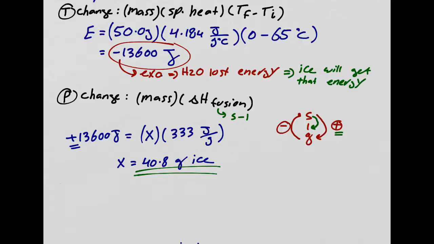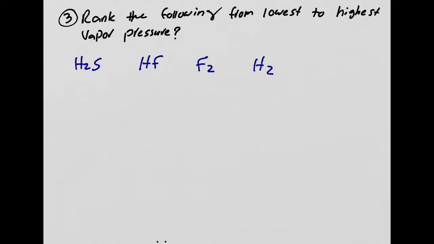All right, nice job. Ready for the next one? Let's keep going. Rank the following from the lowest to the highest vapor pressure. Here is my hint to you before you pause me so you can do this. Figure out the IMF first. And sometimes to figure out the IMF, you need the Lewis structure. All right, pause me and then do this.